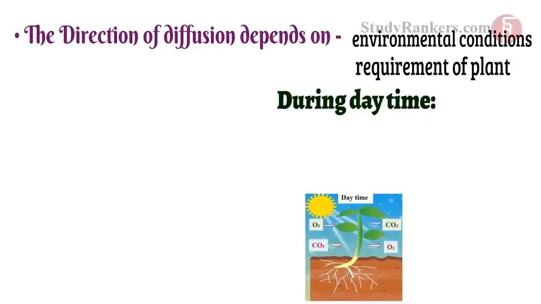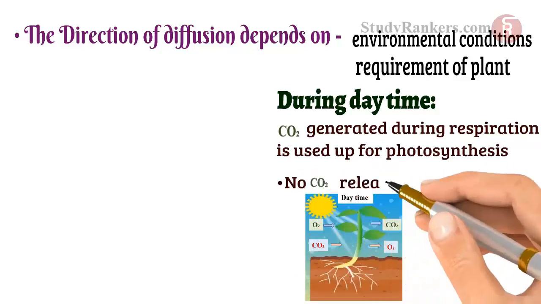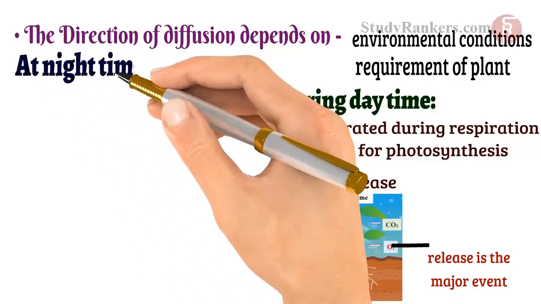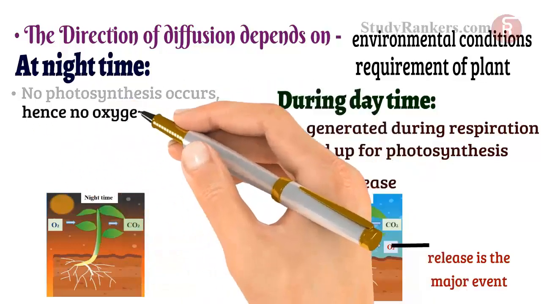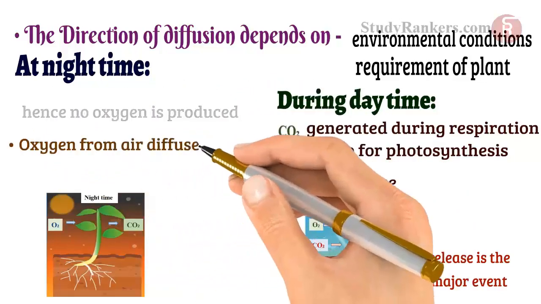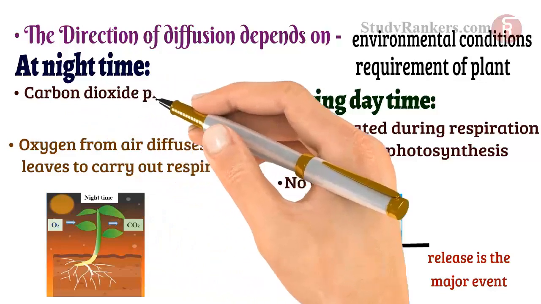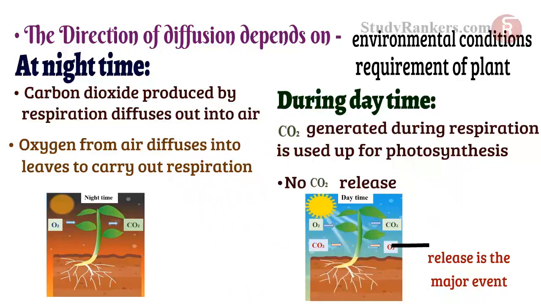During daytime, CO2 generated during respiration is used up for photosynthesis, hence there is no CO2 release. Instead, oxygen release is the major event at this time. At night time, when no photosynthesis occurs and hence no oxygen is produced, oxygen from air diffuses into leaves to carry out respiration, and carbon dioxide produced by respiration diffuses out into air. CO2 elimination is the major exchange activity going on.